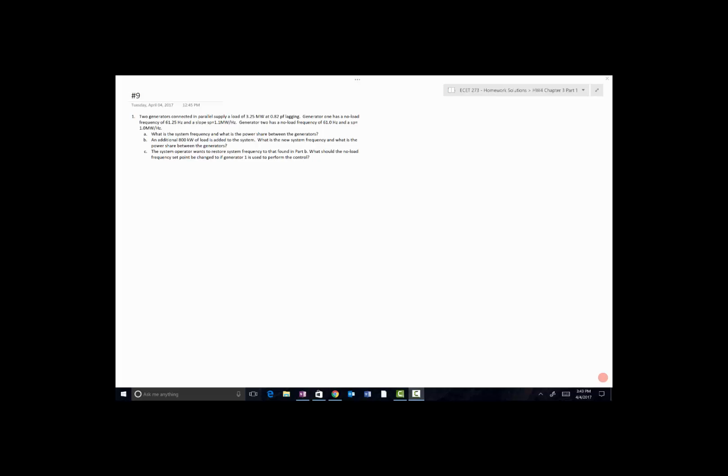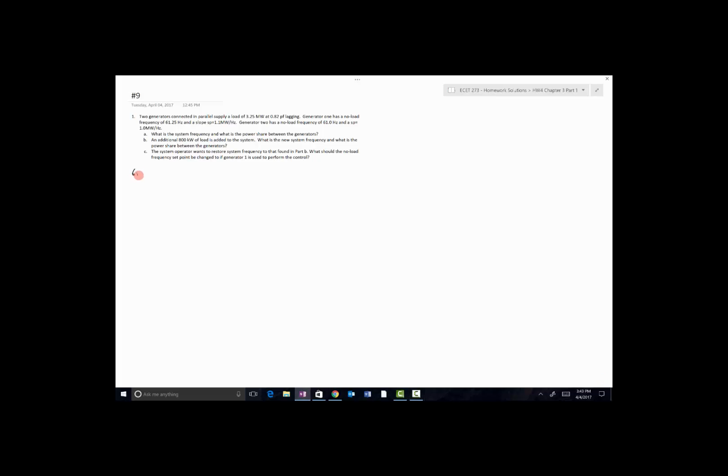If an additional 800 kilowatts of load is added to the system, what's the new system frequency and what's the new power share between the generators? In part C, the system operator wants to restore the system frequency to that found in part B. What should the no load frequency set point be changed to if generator 1 is used to perform the control?